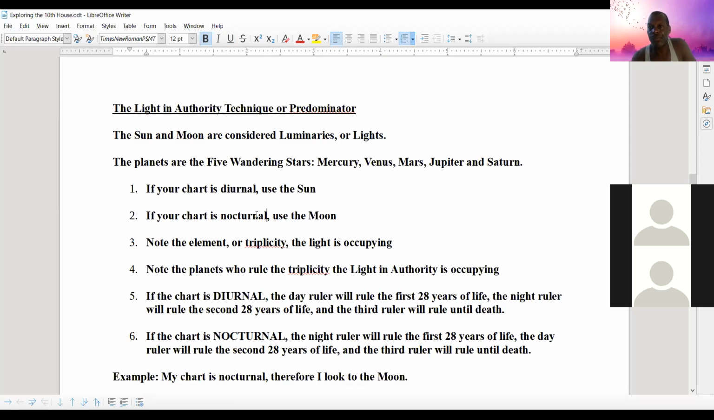So find that now. Okay, so is it daytime in my chart? Is it nighttime? Find the moon, find the sun to correspond.